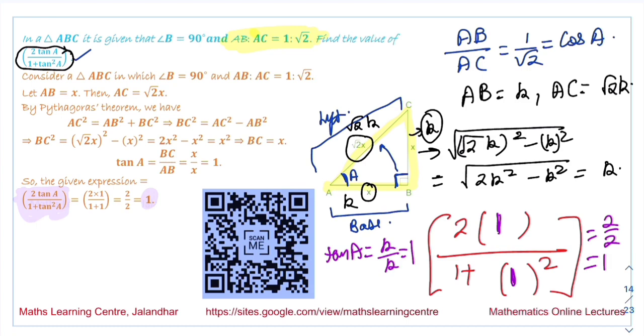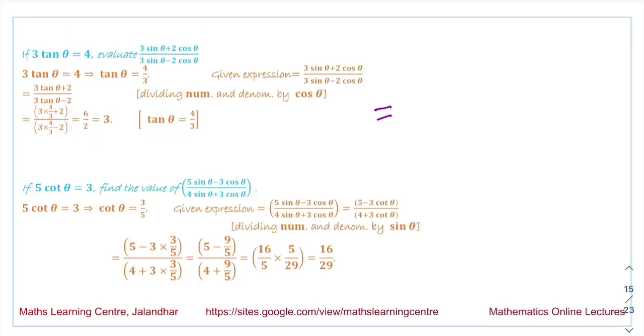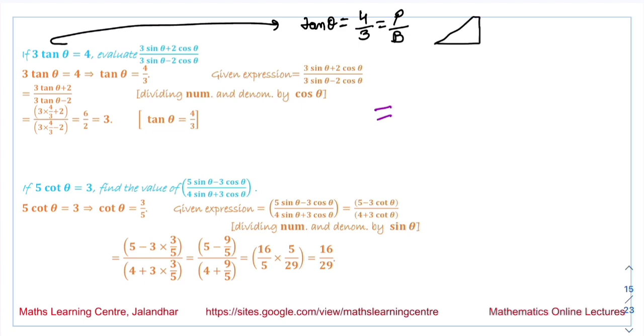Now the next is, if 3 tan theta is equal to 4, we have to evaluate the value of this term. There are two methods to solve this. First, from this equation tan theta is equal to 4 by 3. This is the value of perpendicular over base. It means if we draw the right angle triangle, this is 4K, this is 3K. When you solve this, you get the hypotenuse 5K. From this triangle, you will calculate the value of sin theta, cos theta and put them in this equation.